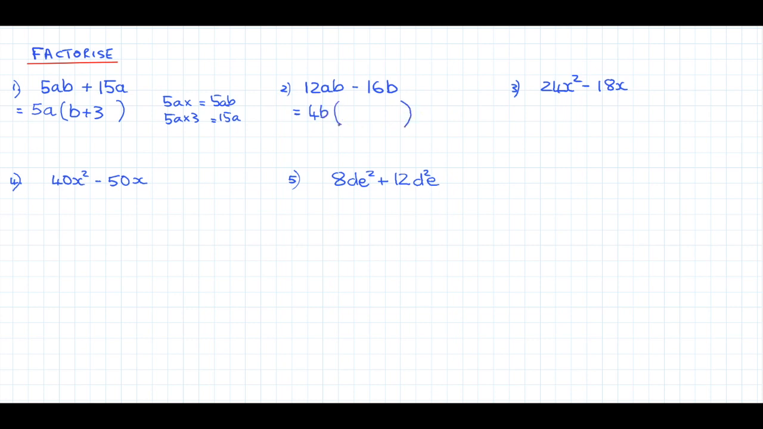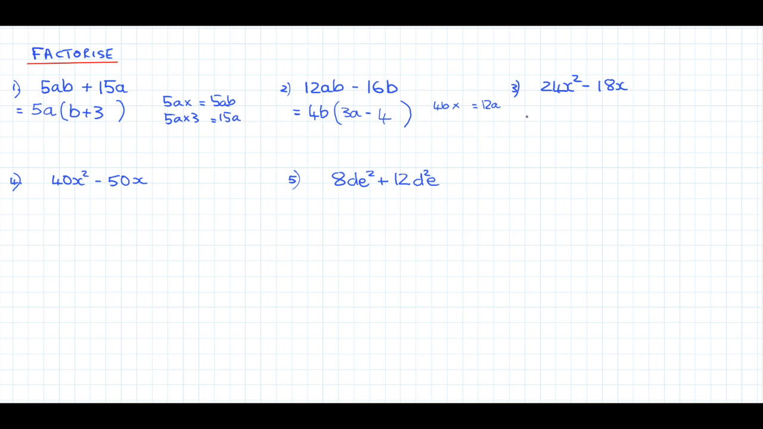Now to decide what goes inside the bracket, 4B times what would give me, we want our answer to be 12AB. So can you see that it would have to be 3A? 3A would have to go inside the bracket, and it's minus this time. So 4B times what would give me minus 16B? It would be 4. So 3A minus 4.